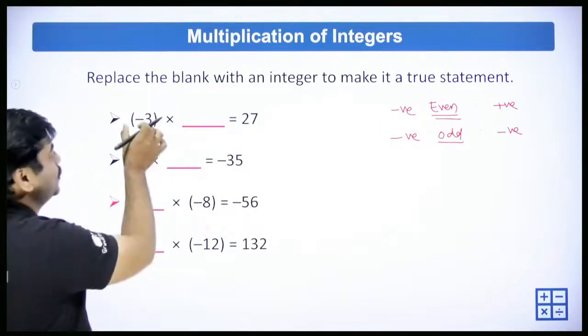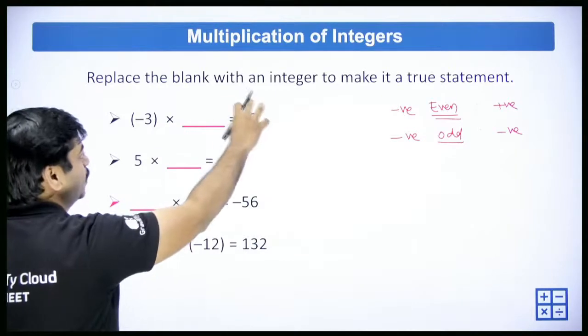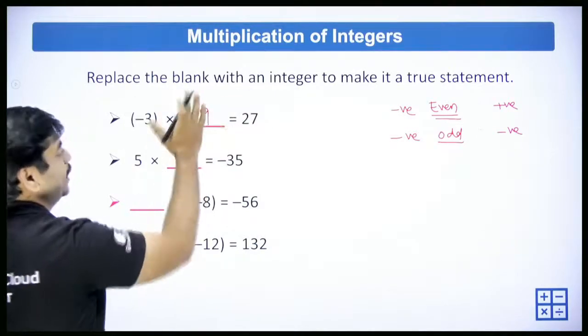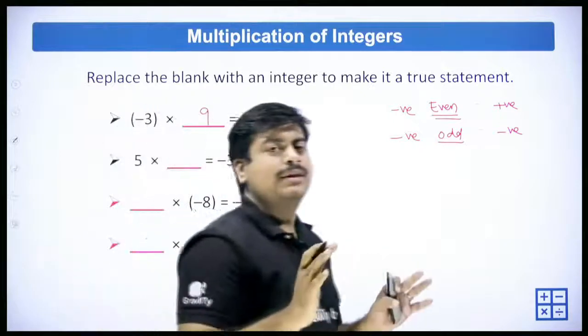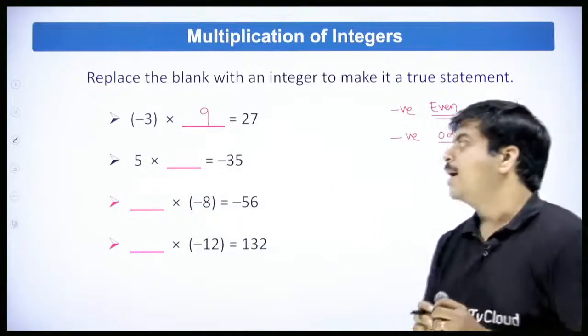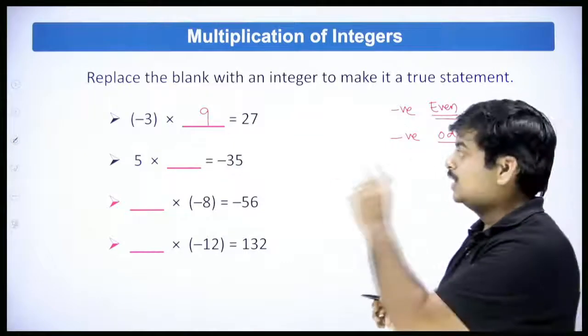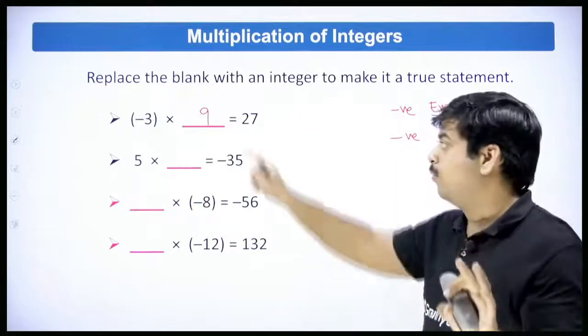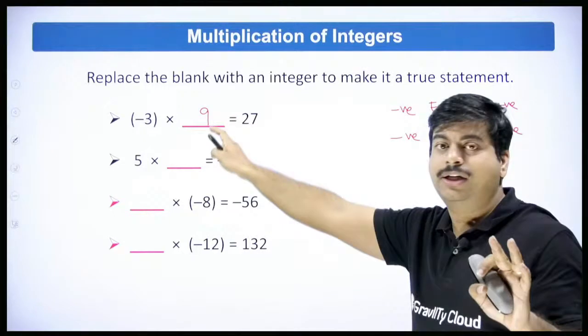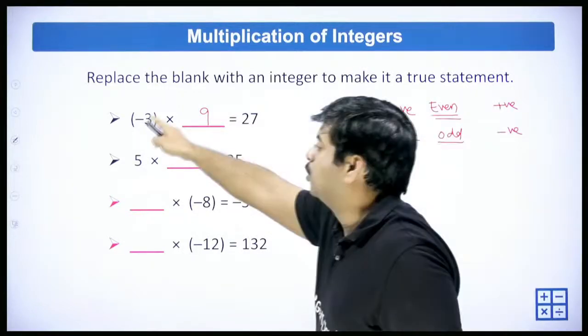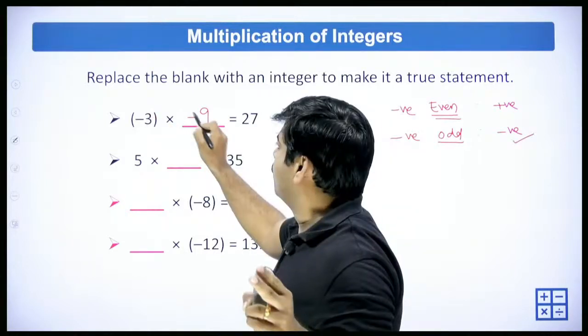Minus 3 into some value will be 27. I know that 3 into 9 is 27. The point here is, minus 3 into which value will give 27? That's okay, but what is the sign we need to discuss? If you have only one negative, which is an odd number of times, your final answer should be negative, but your final answer is positive. So definitely you should have two negatives. Minus 3 into minus 9 is equal to 27.